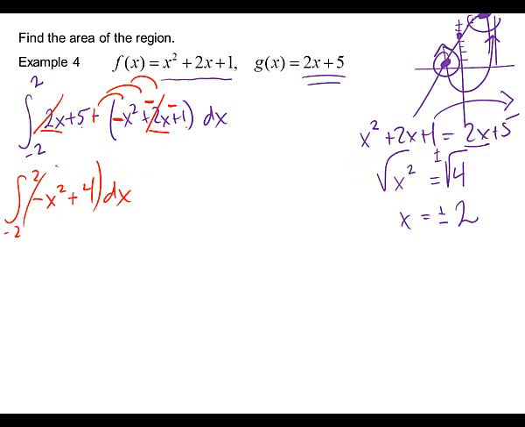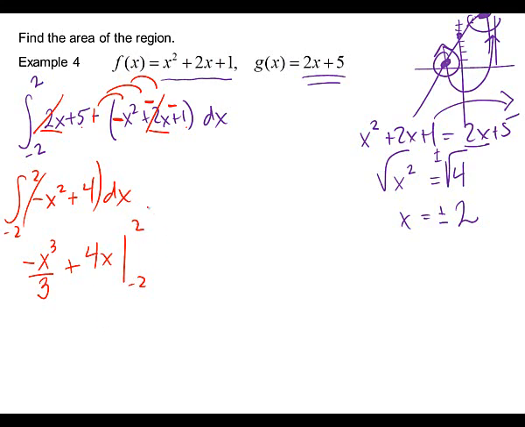All right, what do we get when we integrate the negative x squared? Negative x cubed over 3. What do we get when we integrate 4? 4x. Good. From -2 to 2. It's a definite integral. We haven't done a lot of definite integrals, but this entire chapter, it's all going to be definite integrals. They saved them for here.